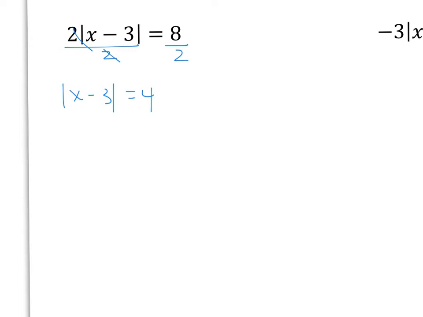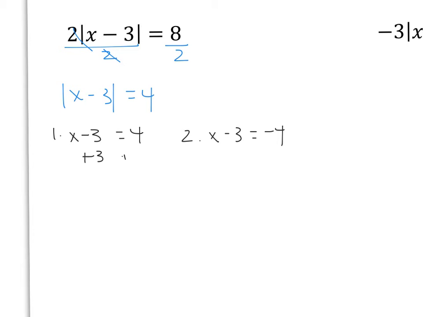So my two cases are as follows. The first case is exactly as you see it, and we drop the absolute value symbol. The second case is the opposite sign of positive 4, which would be negative 4 here. And now we'll solve both equations.